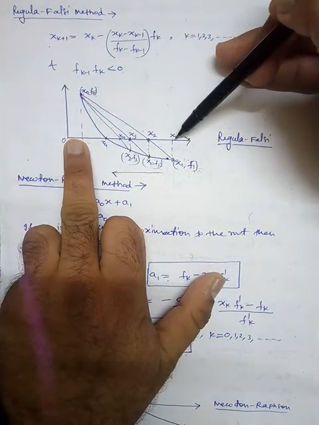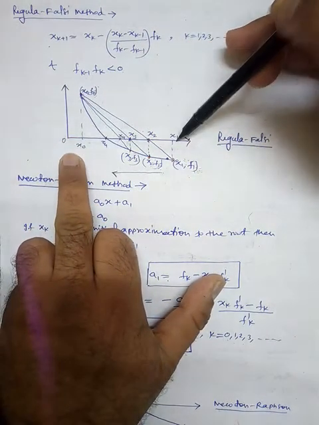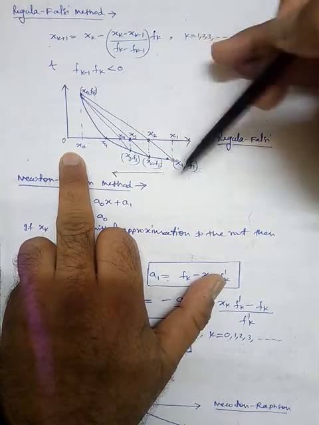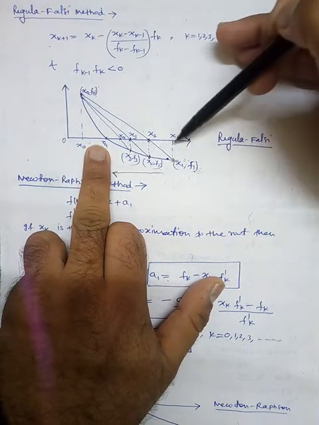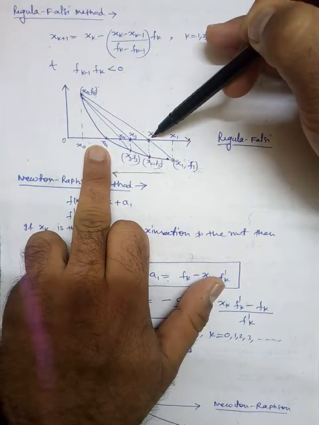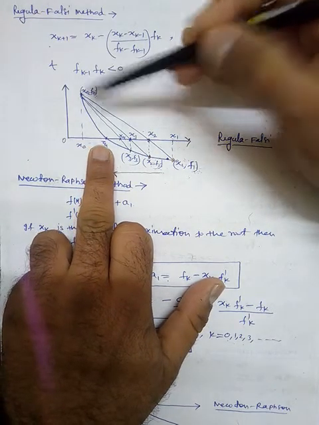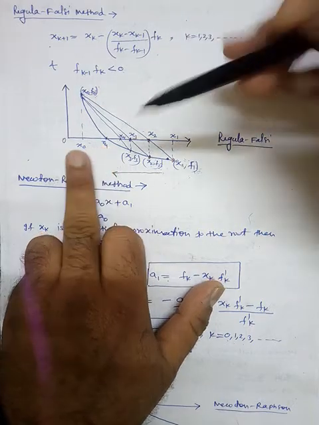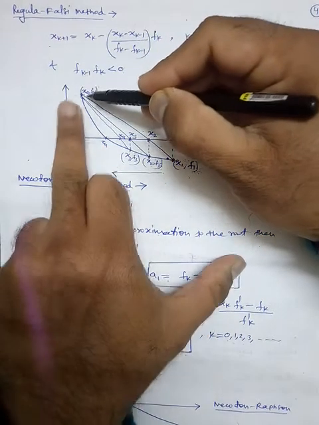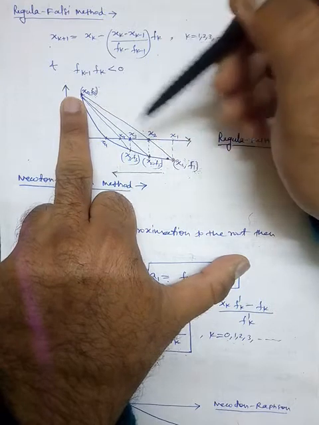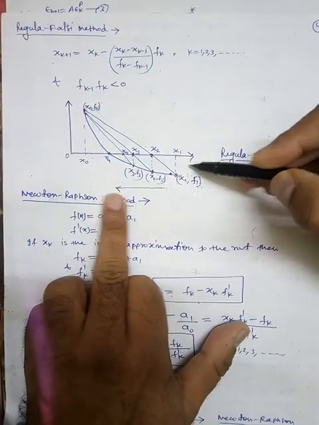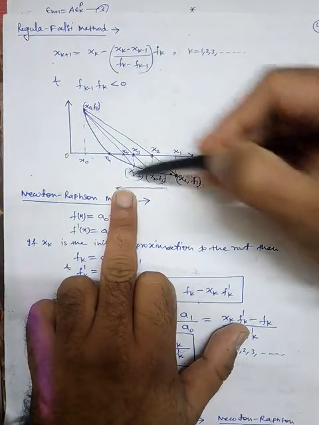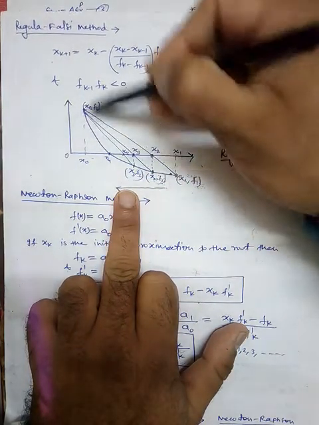Initially we have taken x0 and x1. Then in the second iteration you will see that x0 is fixed and x1 is moved to x2. In the next iteration again x0 is fixed and this x2 is moved towards x3. So you will see that this x0 is basically fixed in every iteration and the iterates are moving from right to left side, and this is because the function is convex. This is the main reason.